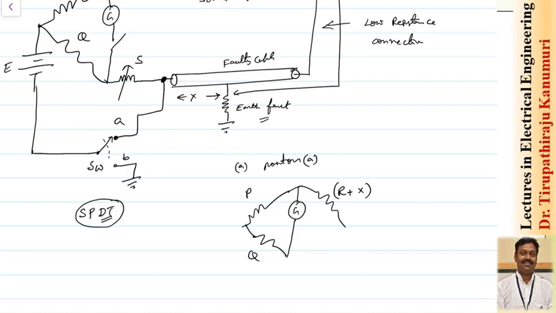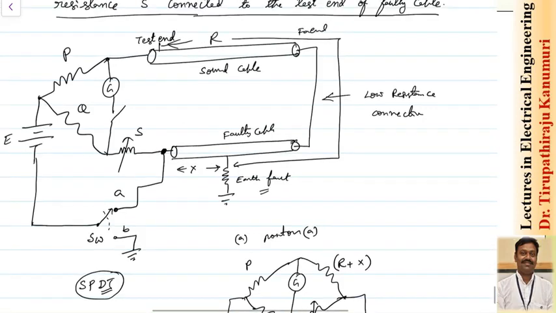Now coming to this branch. This branch is the variable resistance, which is equal to S. Okay. So now there is a battery. This battery is connected to this point.